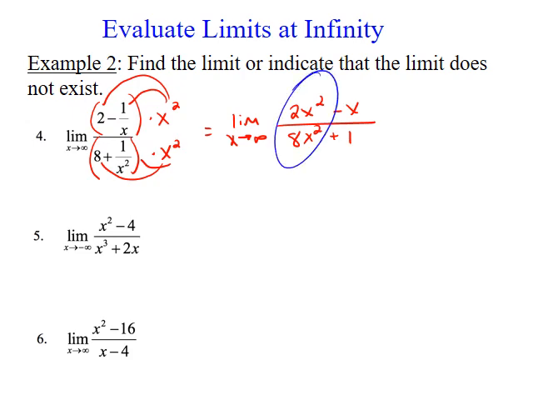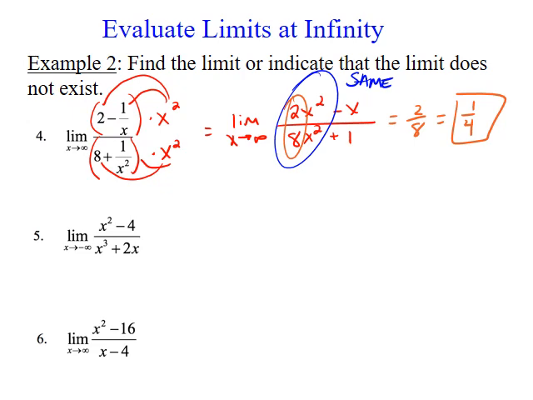Now I just look at the largest exponent on the top and the bottom. Because these are the same, I know that I'm going to have a horizontal asymptote at this ratio. So that means the limit is the same thing, because as x gets bigger and bigger and bigger, the end behavior is the same. So this is equal to 2/8, which reduces to 1/4. And that's the final answer.